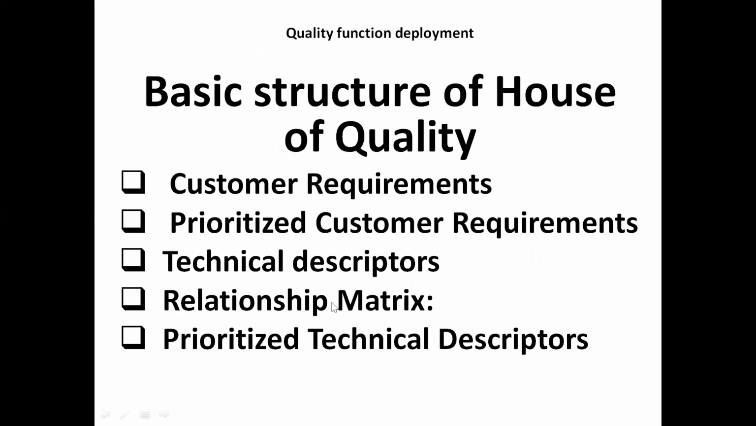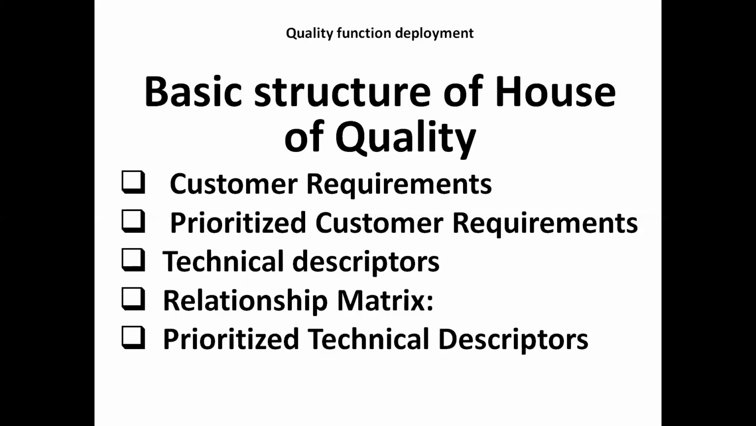The basic structure of the house of quality. As an engineer, you must know the term house of quality. The basic structure is: customer requirements, prioritized customer requirements, technical descriptors, relationship matrix, and prioritized technical descriptors. Customer requirements means what the customer requires. Prioritize means what extra special things the customer requires.